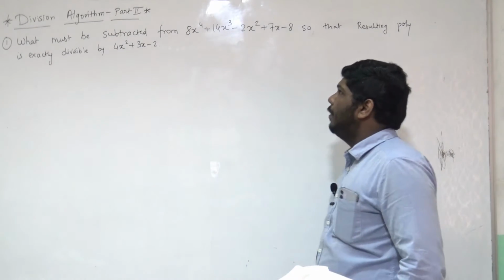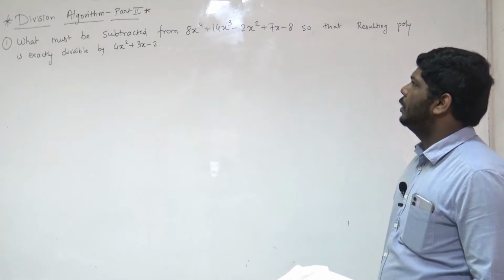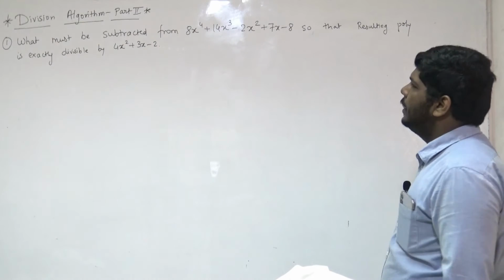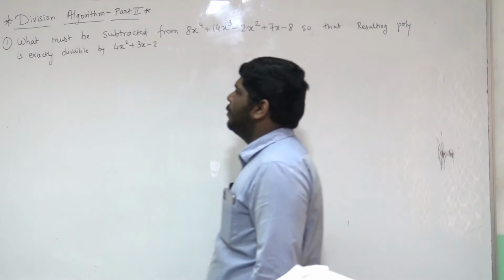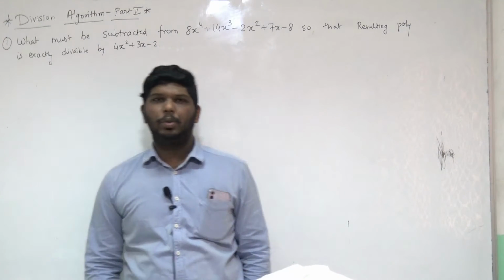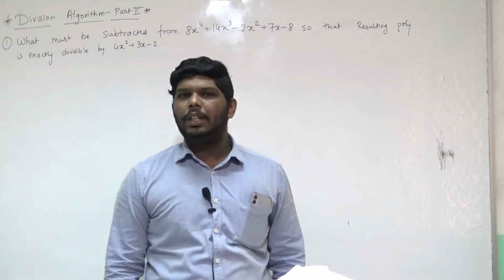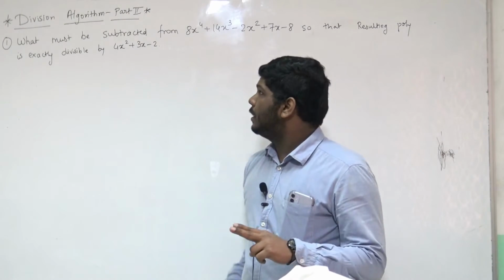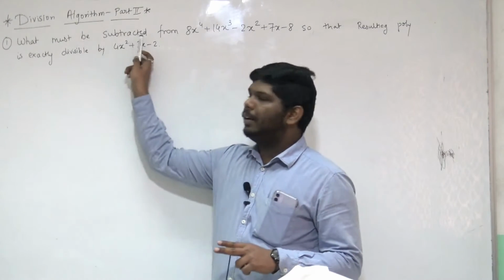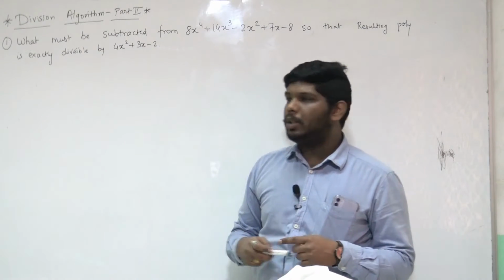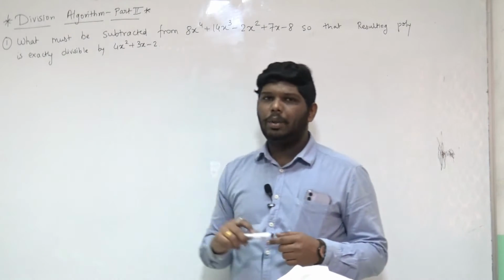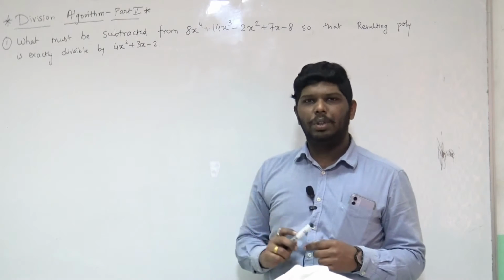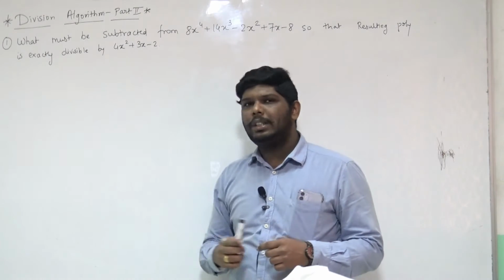What must be subtracted from 8x raised to 4 plus 14x cube minus 2x square plus 7x minus 8 so that the resulting polynomial is exactly divisible by 4x square plus 3x minus 2. When you see this question, there are basically two different types of question we are going to cover. One is what must be subtracted, and the second example will be based on what must be added. The question will be the same, only here subtracted or added can be used. So the first example is based on subtracted.